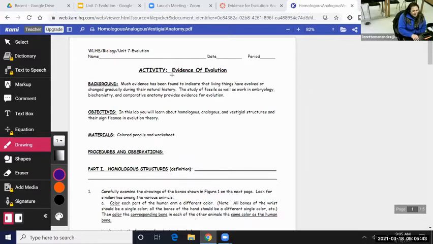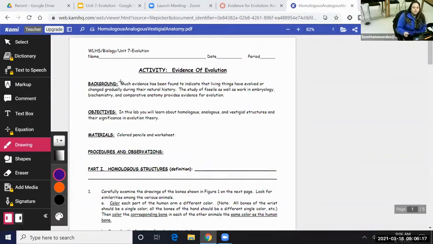So at the top, it just gives you some general information. The background says that much evidence has been found to indicate that living things have evolved, or they have changed gradually during their natural history. The study of fossils, as well as work in embryology, biochemistry, and comparative anatomy provides evidence for evolution. We've already talked about fossils. We're going to talk about embryology and biochemistry, but today we're focusing on comparative anatomy. And that just means we're comparing anatomy from different organisms.